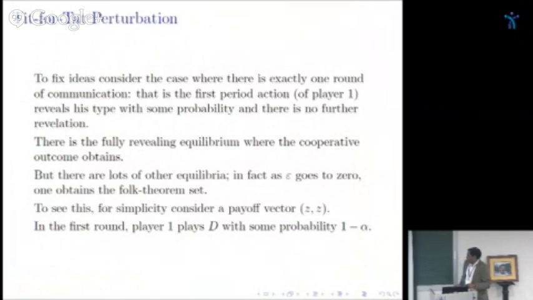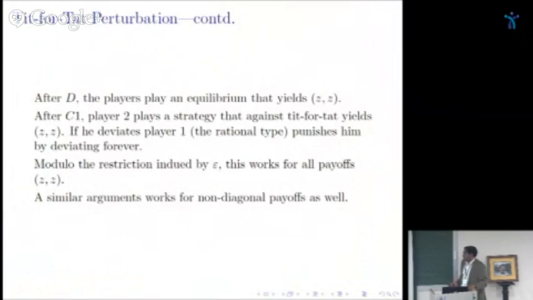Okay, in the first round, how do I get some common payoff vector less than the cooperative outcome? In the first round, player one plays defection with some probability. Following defection, because there's full revelation, we know how to get this payoff. But if player one cooperates, there is no revelation from then on. Player two plays the strategy that against tit-for-tat yields exactly this number. If he deviates, the rational player is going to punish him by deviating forever. If the probability of the rational type is high enough, you can sustain this as an equilibrium.